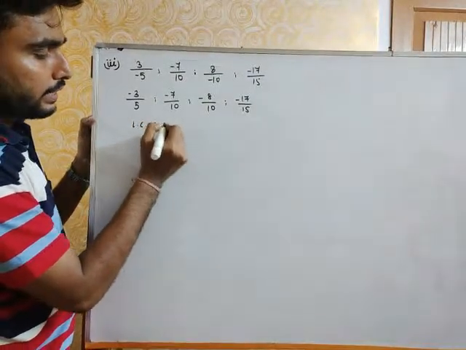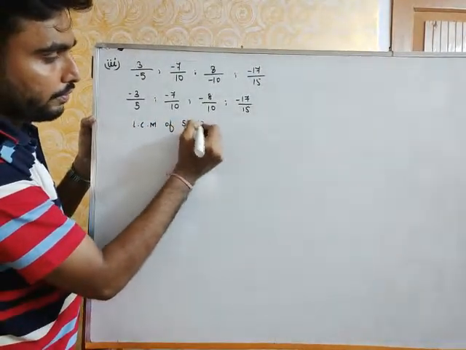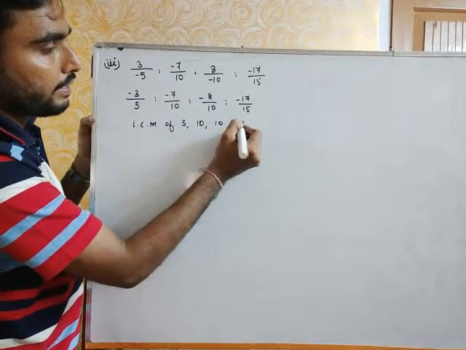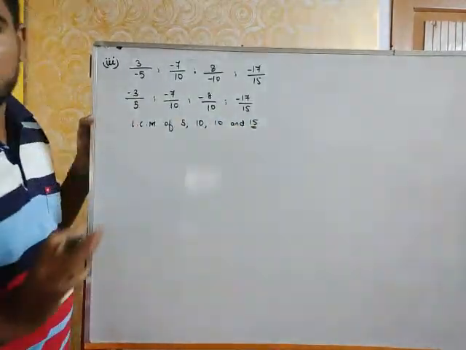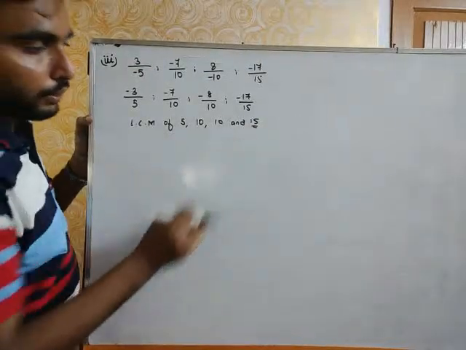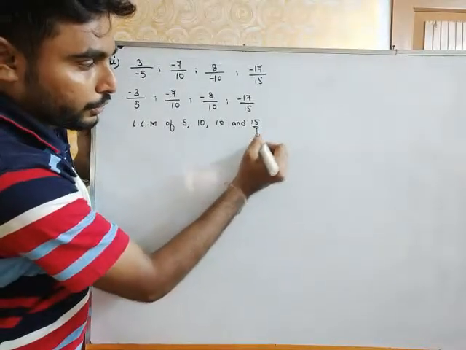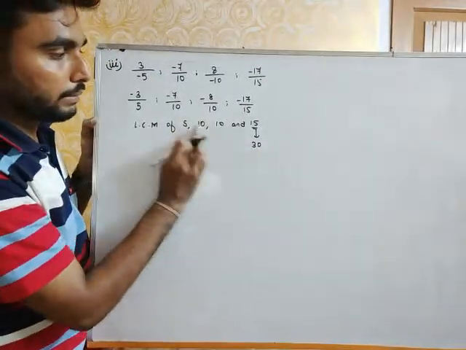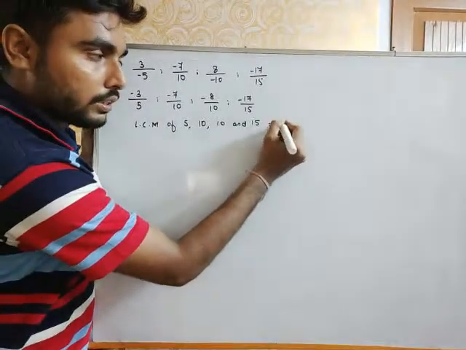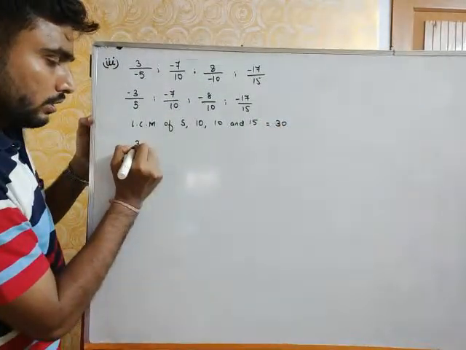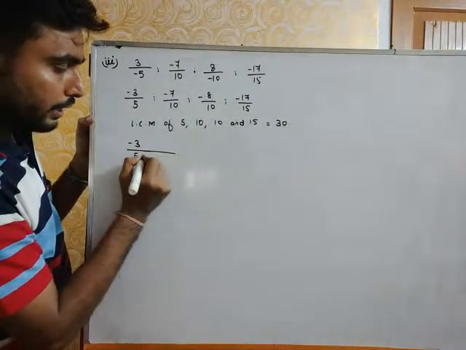So we will find the LCM of 5, 10, 10, and 15. The greatest is 15. In the table of 5, 15 is seen 3 times, but 10 is not in the table of 15. The next multiple of 15 is 30. 5 six times, 10 three times, 15 two times. So the LCM will be 30. Now all the denominators should be equal to 30.